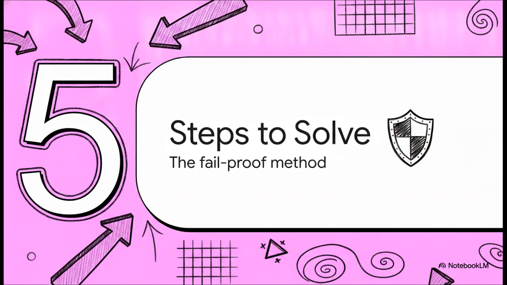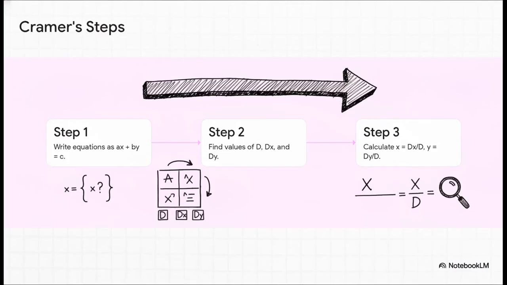Let's bring it all together now in Section 5, Steps to Solve Equations. This is your fail-proof method summarized. These are your 3 golden steps. Step 1, align the equation exactly as ax plus by equals c. Step 2, calculate the numeric values of your 3 determinants, D, Dx, and Dy. And finally, Step 3, just divide to find your variables. X equals Dx divided by D, and y equals Dy divided by D.